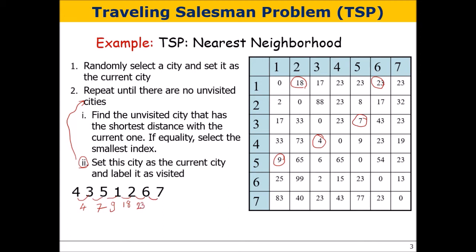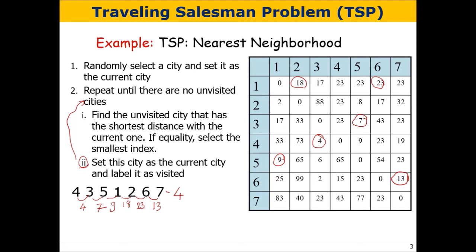And 6 to 7, the distance is 13. Sometimes students make a mistake at this point. This is a tour, which means that from this last city you need to return back to 4. So sometimes they stop at this point, but sometimes in order to represent that we are returning back to the initial city, they write the initial city to the end as well.